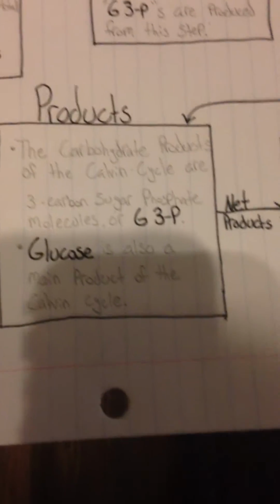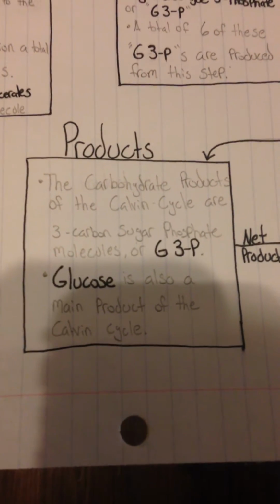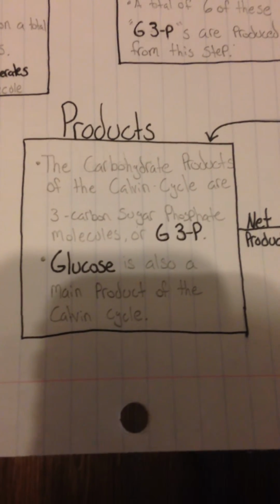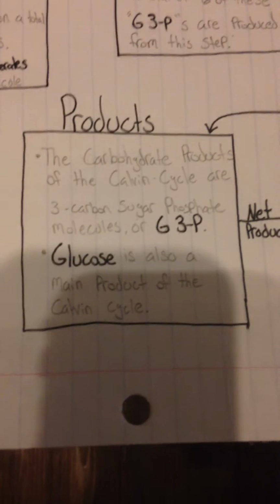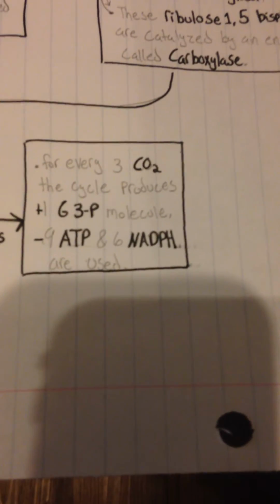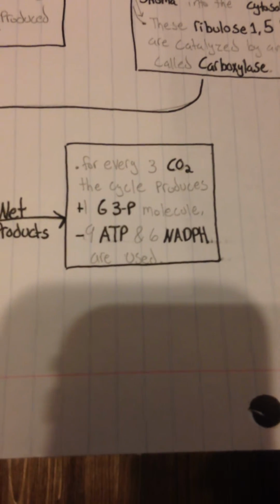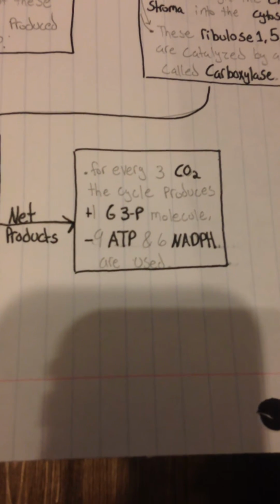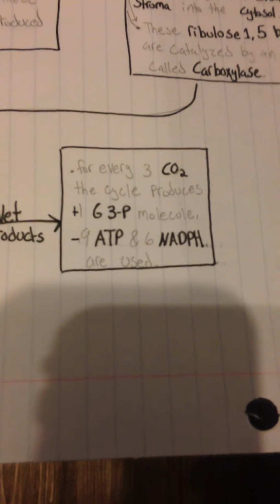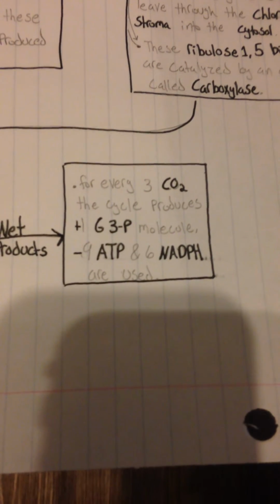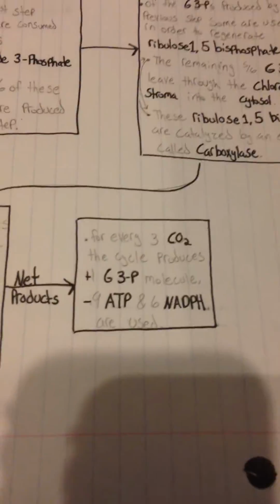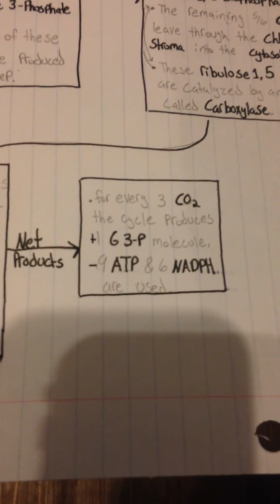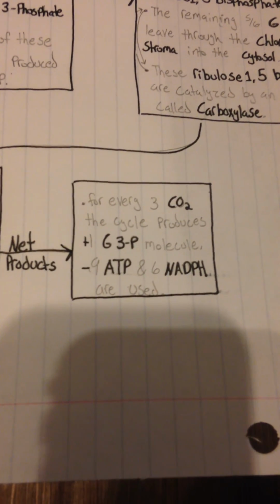Moving down to products. The carbohydrate products of the Calvin cycle are 3 carbon sugar phosphate molecules. These are G3Ps, and glucose is also the main product of the Calvin cycle. And then for net products, for every 3 carbon dioxide, the cycle produces 1 G3P molecule, and 9 ATP and 6 NADPH molecules are used. Again, those NADPH molecules come from the light reaction and photosynthesis.